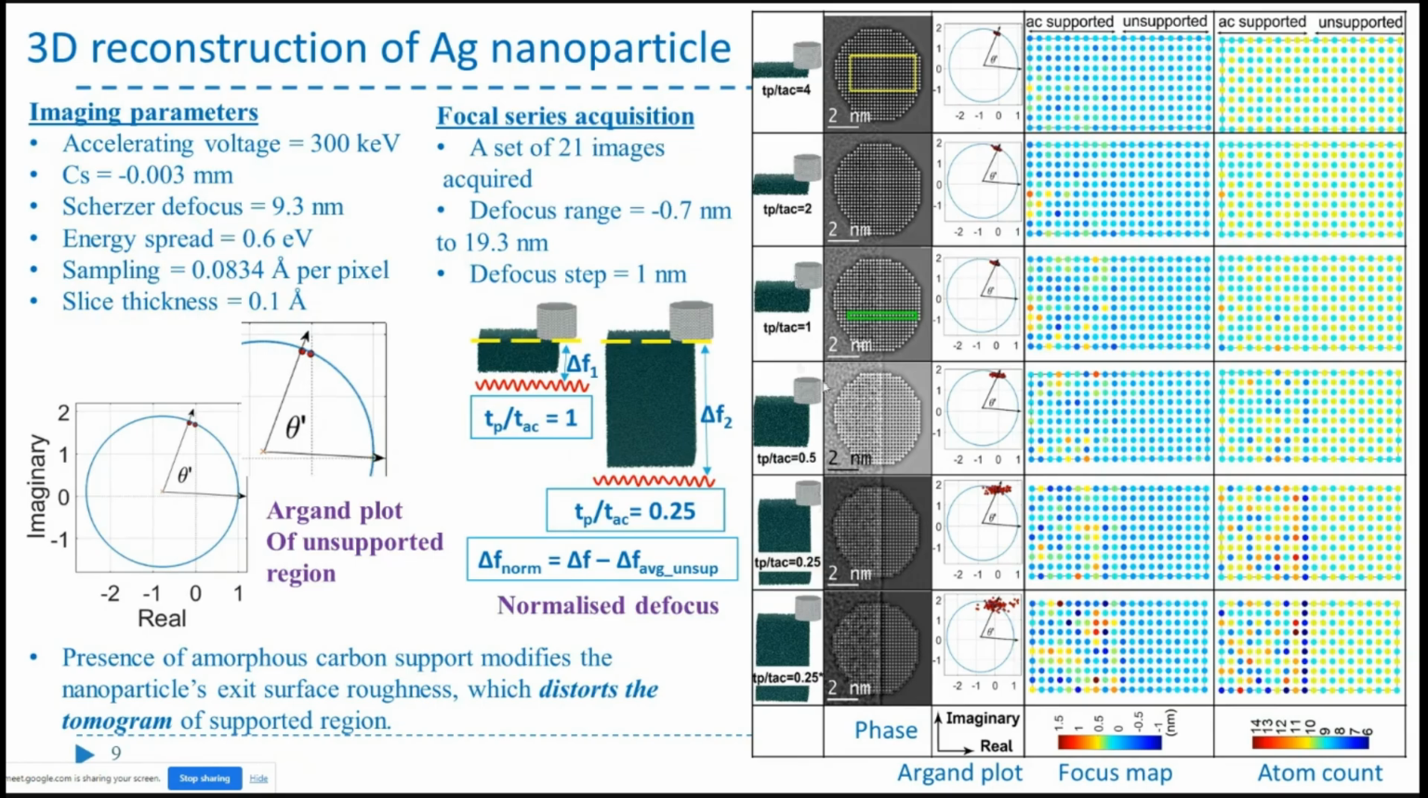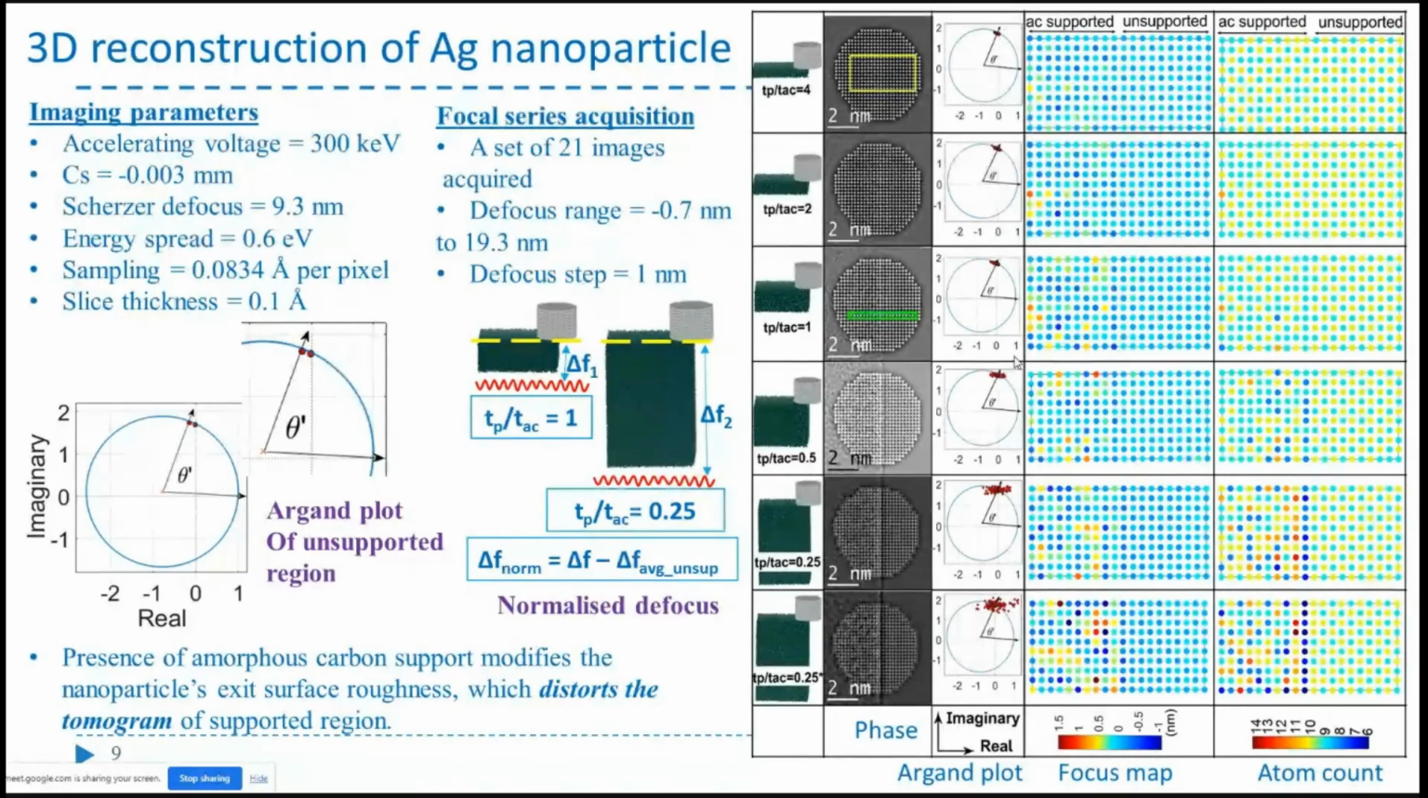So this is our simulated structure. When we did this simulation, this is after the focal series reconstruction, the exit wave reconstruction. This is the phase of the exit wave reconstruction. This is the unsupported region. You see, as you increase the carbon film thickness, the reconstructed phase in the supported region is getting more and more distorted. And it is also evident from the Argand plot.